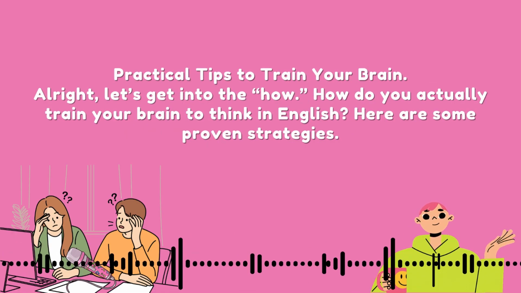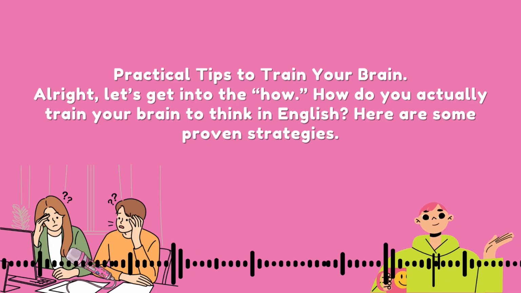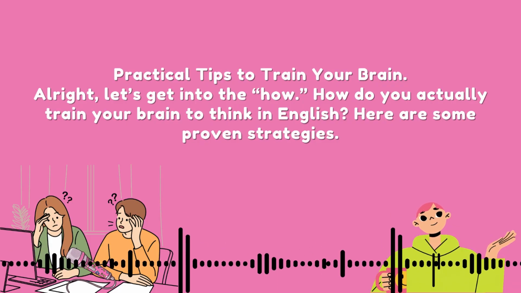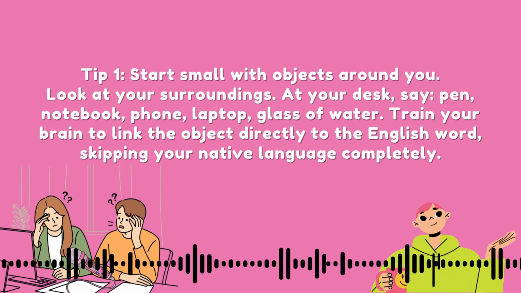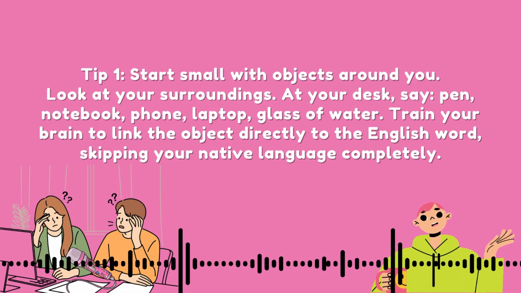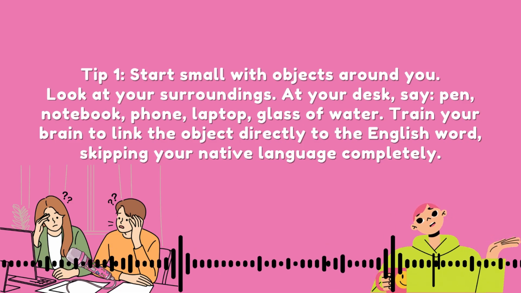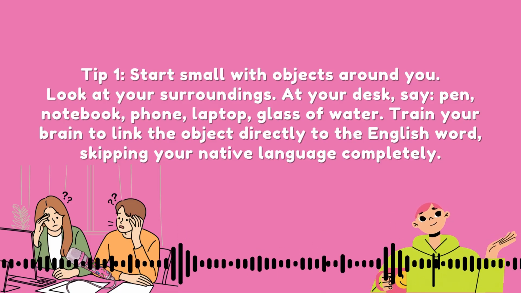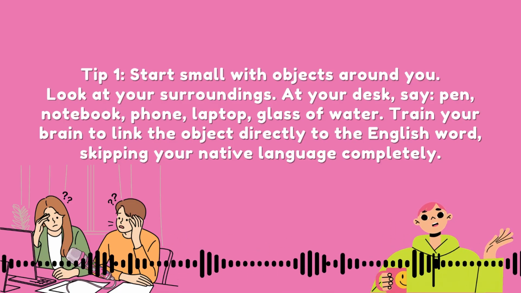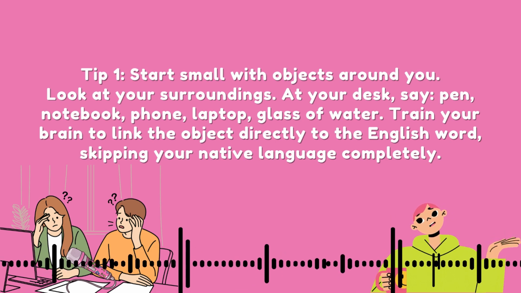Practical tips to train your brain. All right, let's get into the how. How do you actually train your brain to think in English? Here are some proven strategies. Tip 1. Start small with objects around you. Look at your surroundings. At your desk, say, pen, notebook, phone, laptop, glass of water. Train your brain to link the object directly to the English word, skipping your native language completely.